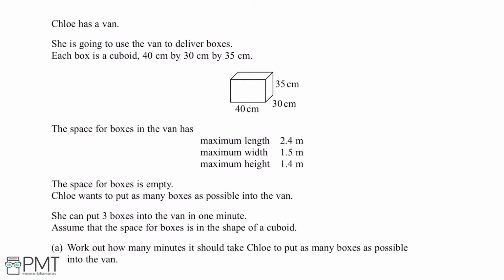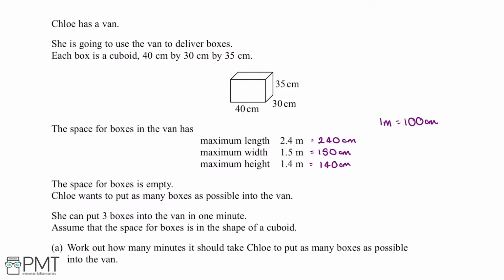So what we can see is the measurements for the boxes are in centimetres, however the measurements for the van are in metres. So what we can do is convert the measurements for the van into centimetres. 1 metre is equal to 100 centimetres. So this means that 2.4 metres is equal to 240 centimetres, 1.5 metres is equal to 150 centimetres, and then 1.4 metres is equal to 140 centimetres.